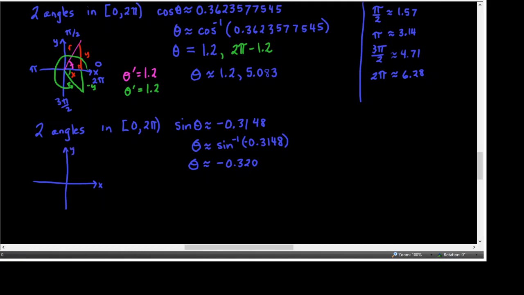Negative 0.3. Well, negative means I'm going in a clockwise direction. 0.3 isn't very far because remember pi over 2 is 1.57. So this is about a fifth of that. So I'm not going to go very far. Let me say it's right there.